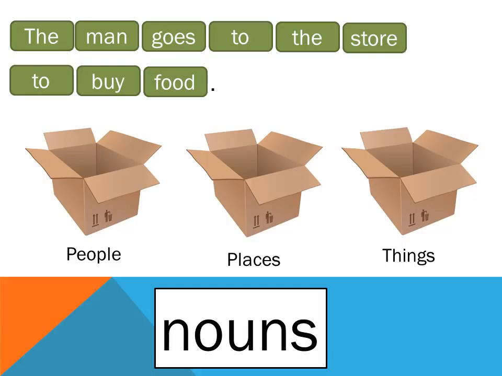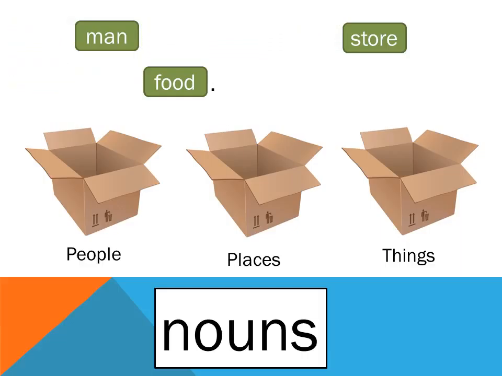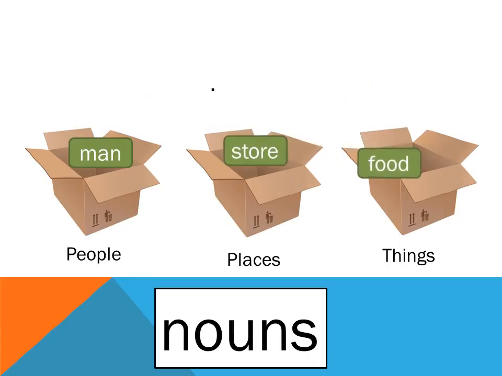Now, let's look just at nouns. Now we've got boxes for people, places, and things. Three separate boxes. And we'll just look at the nouns in the sentence. Remember, we put man, store, and food into the nouns box, because they're all people, places, or things. Man goes into the people box. Store is a place, and food is a thing.